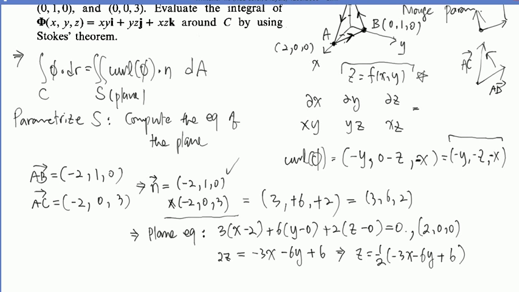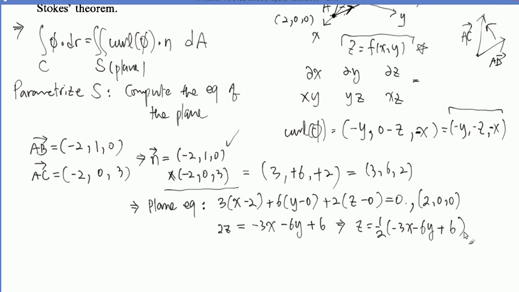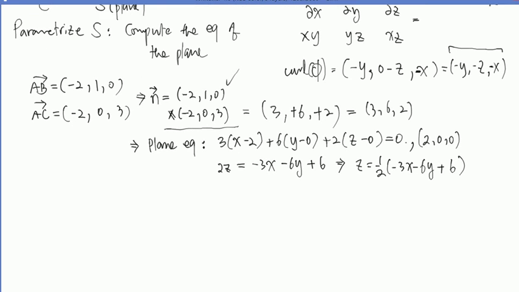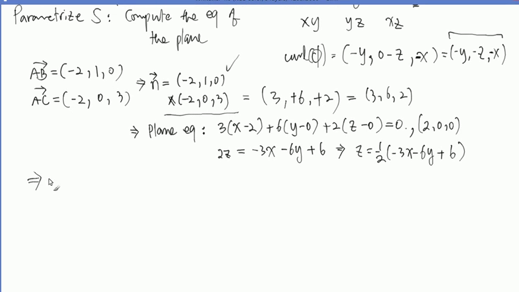All right, so that's the function. From there we have the parameterization available. So x equals s, y equals t. That's the parameterization. What is z? z equals 1/2 of -3s - 6t + 6, right?